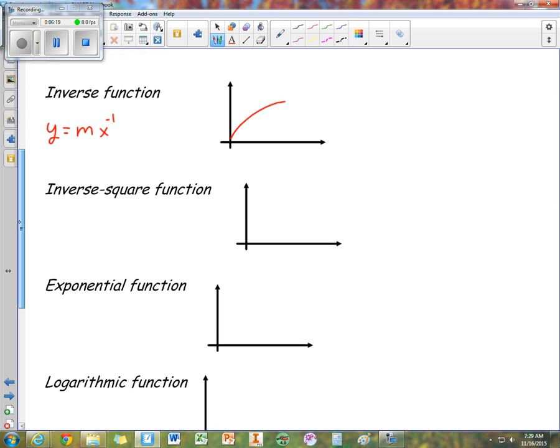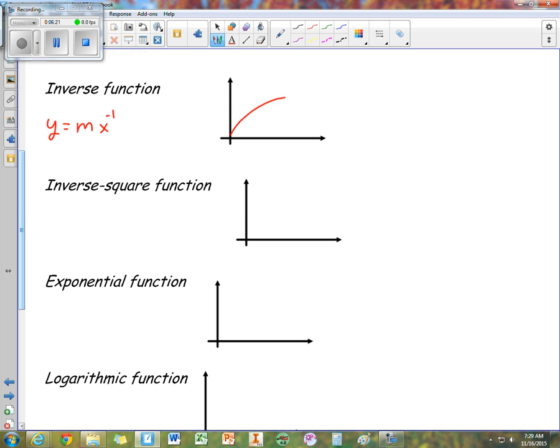Then we have the inverse square function. That's going to be some constant over x squared. This one looks something like this, and this is a very, very important function. This one comes up over and over again. The inverse square function applies to gravitational forces. It applies to luminosity. You know how bright lights are. It applies to electric forces. The inverse square function is one that's very, very important.